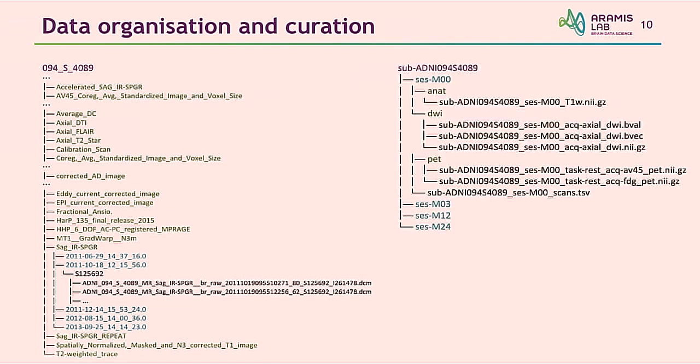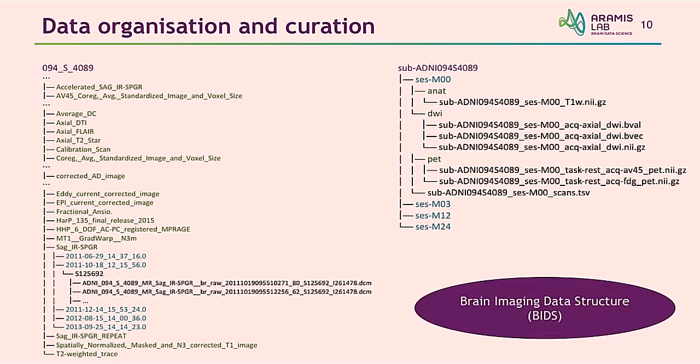But this is not really what you would like to work with. Something like that would look a bit better. Same, the name of your subjects, the session clearly identified, the modalities also clearly identified. You have NIfTI files for the images. You also have some metadata associated to that. And this is actually what you have when you follow the BIDS format.